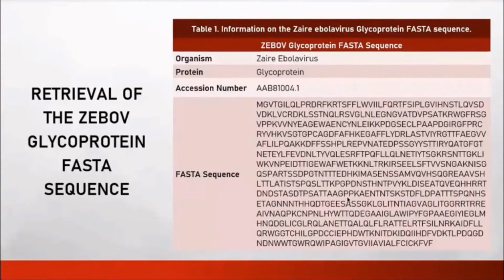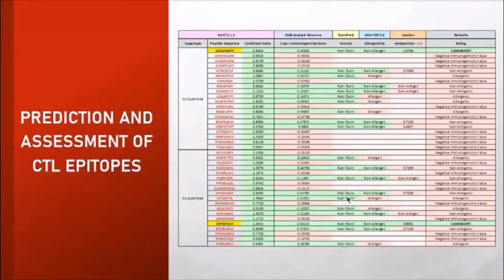Over here, table 1 shows the accession number and other details regarding the FASTA sequence of the Zaire Ebolavirus glycoprotein. I got this from UniProt, and all succeeding experiments will come from this sequence. Displayed in this slide is the process of filtering the CTL epitopes. The image only shows a chunk of the amount of peptide sequences that were filtered.